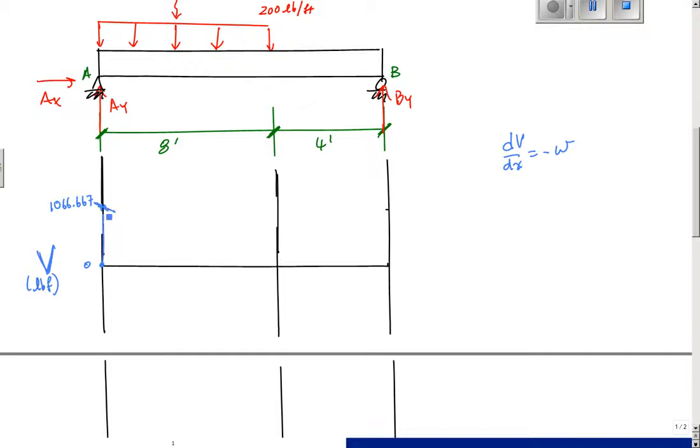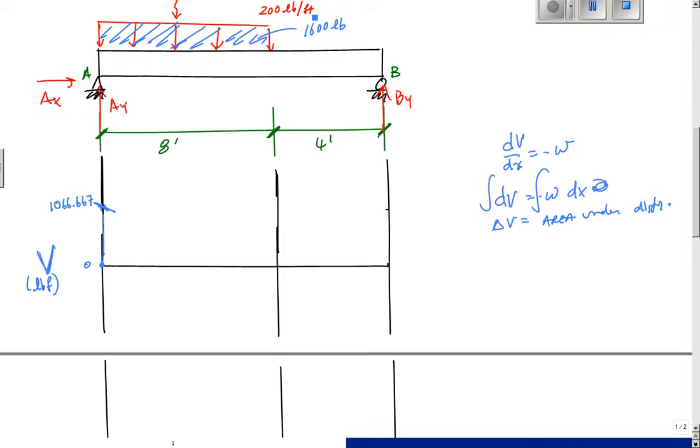If I rearrange this, essentially dV equals w dx, which says that my change in shear is equal to the area under the distributed load. This looks like an integral, which is an area. So my change in shear is the area under the distributed load. If I look at this area right here, this is 200 times 8, which is 1,600 pounds. 200 pounds per foot times 8 feet is 1,600 pounds force. That means I'm going to decrease by 1,600 pounds.